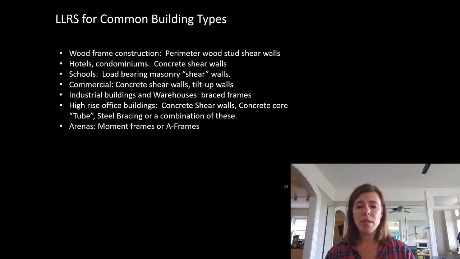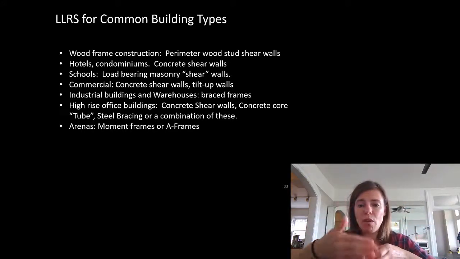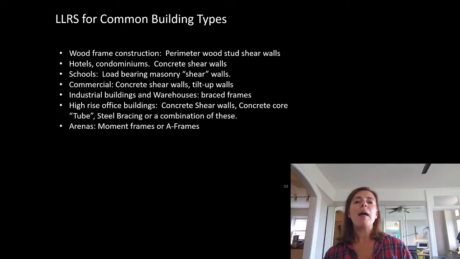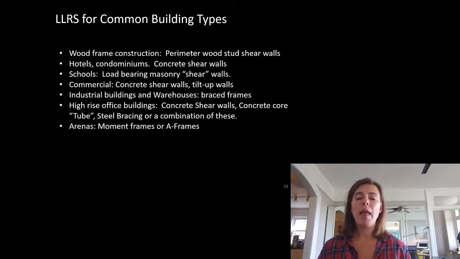Industrial buildings and warehouses, remember, those are predominantly built out of steel, so they often have steel braced frames. A high-rise office building, well, if it's got concrete walls, it's going to use shear walls. If it is steel or concrete and it's got a concrete core, it's going to be a concrete core or shear walls or a tube. Sometimes if it's tall enough, we'll use the whole tube and not just the separate walls. If it is a steel building, we might have a core, but that might not be enough, and maybe we have steel bracing as well. And then arenas, moment frames, or those A-frames that I talked about are probably the most common.